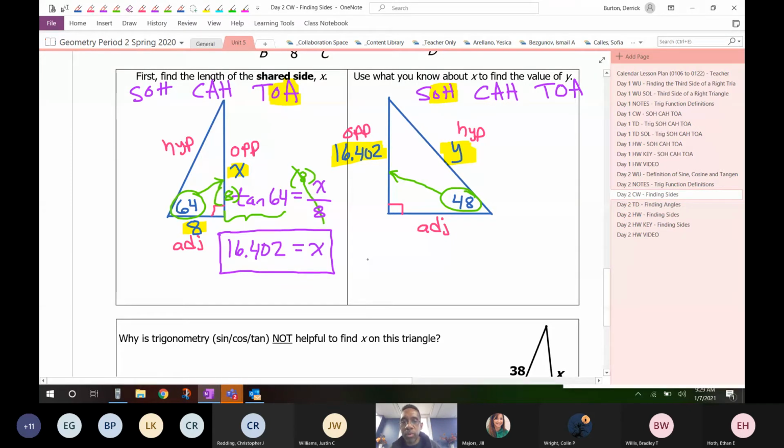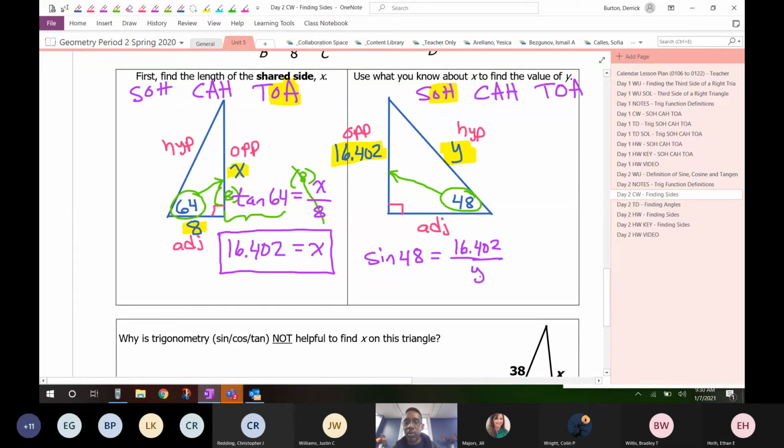So that's why we will write sine of 48. All right, don't forget the angle, please. Sine of 48, and that equals opposite over hypotenuse. So that's going to be 16.402 over y.